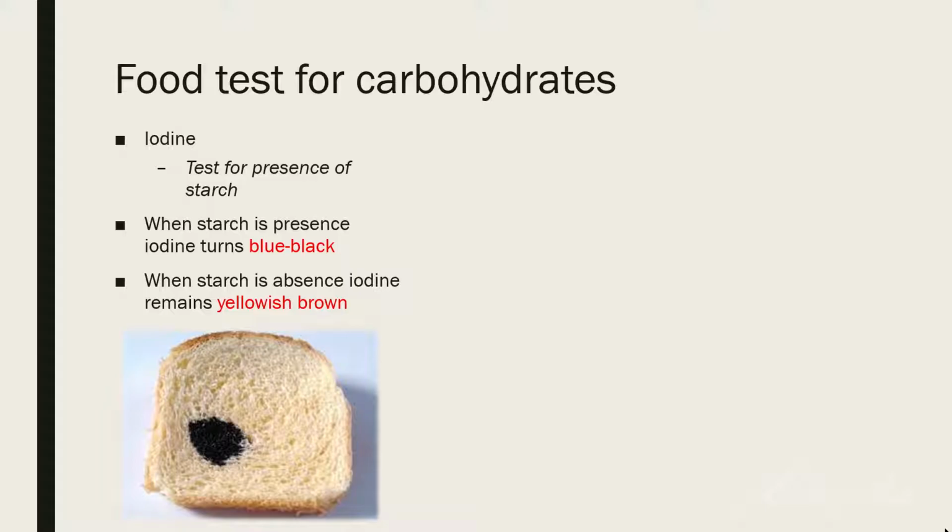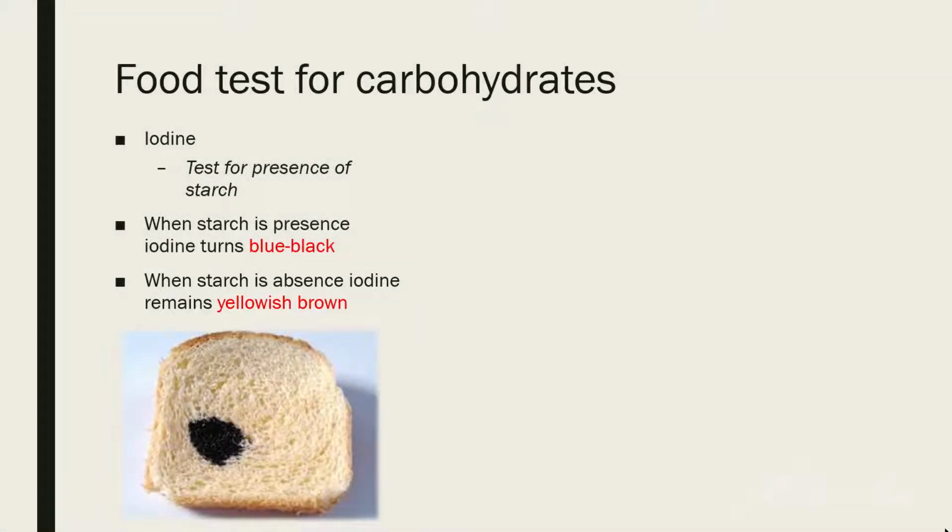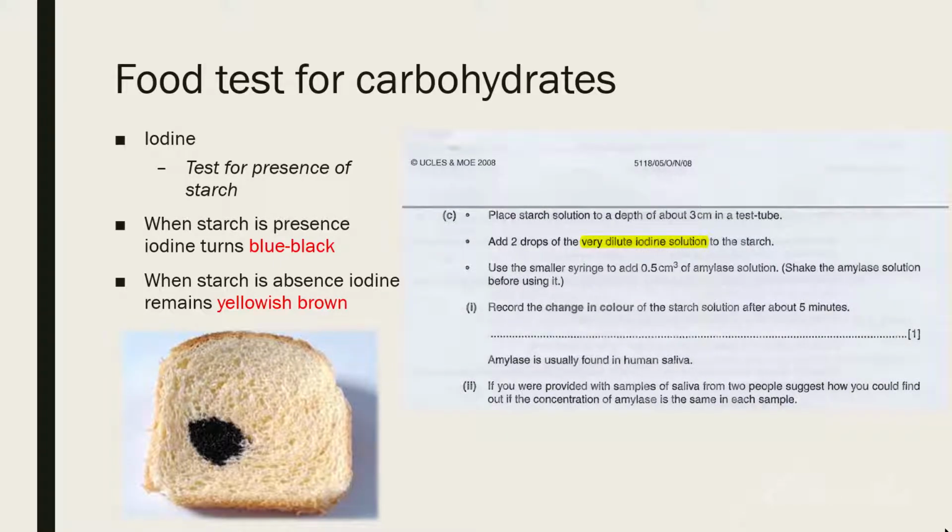When there is no result, please do not write there is no observable change. Write instead, starch is absent, iodine remains yellowish brown. Do not write there is no observable change. And blue-black looks like that. However, please take note, in O-level, this type of practical question did come up before.